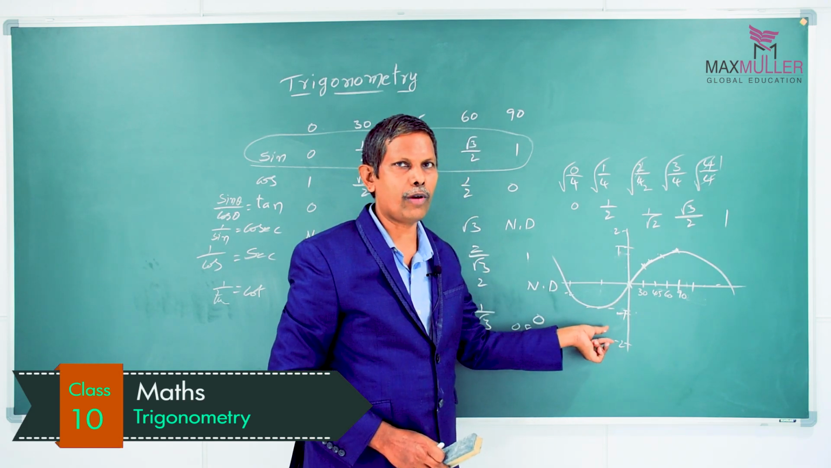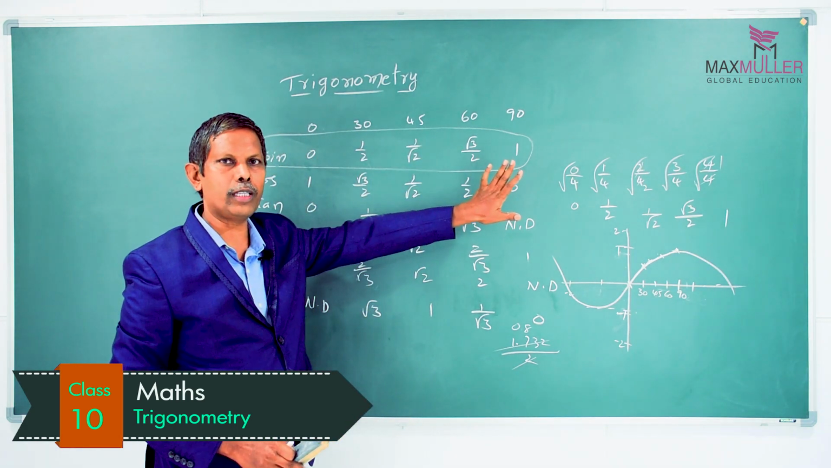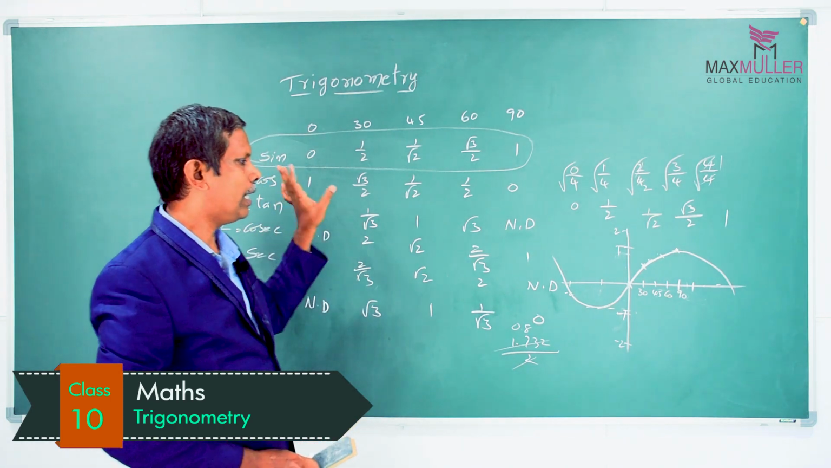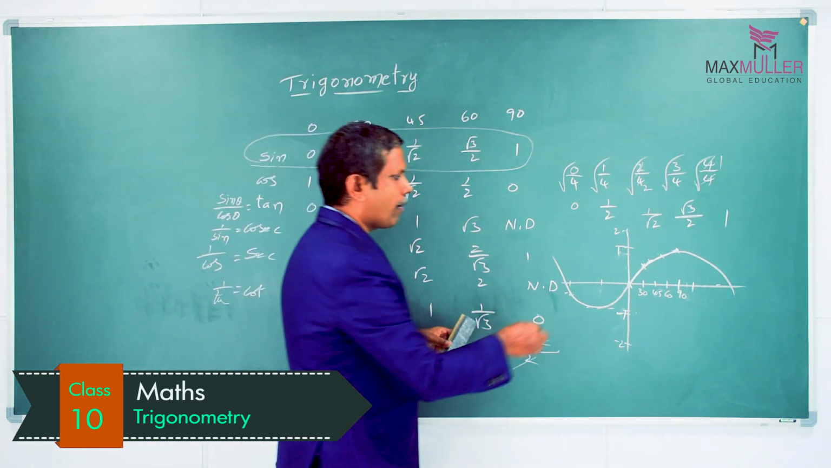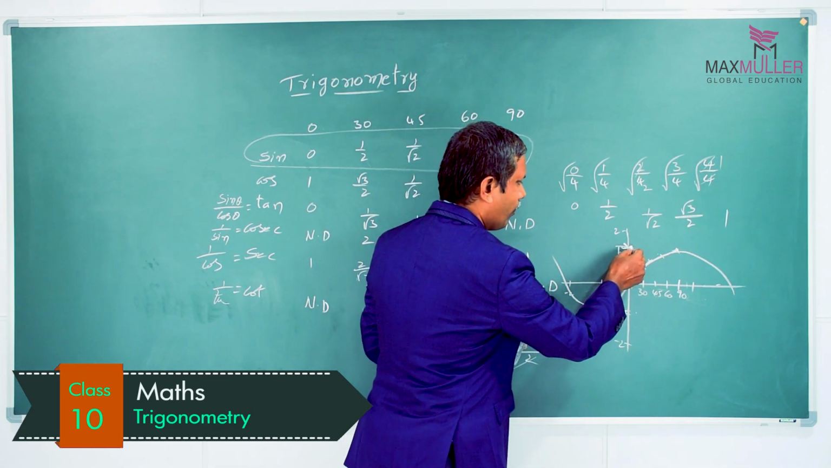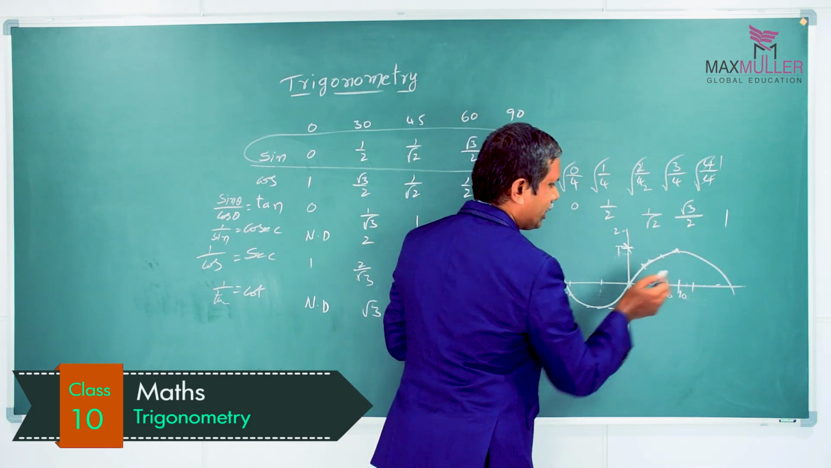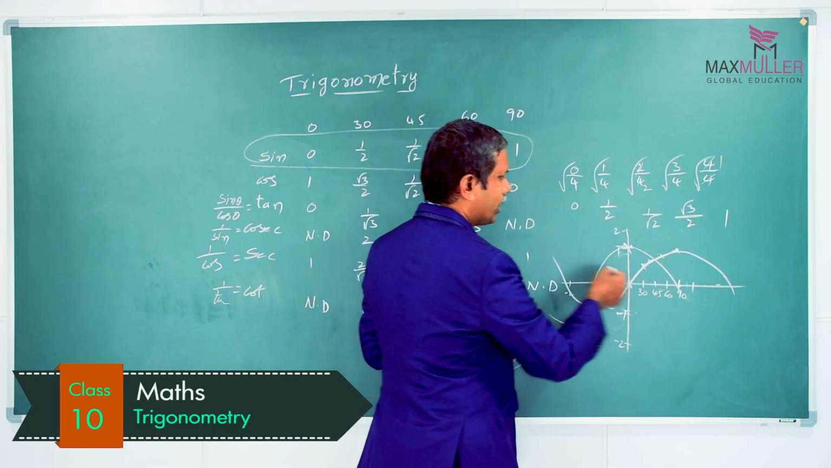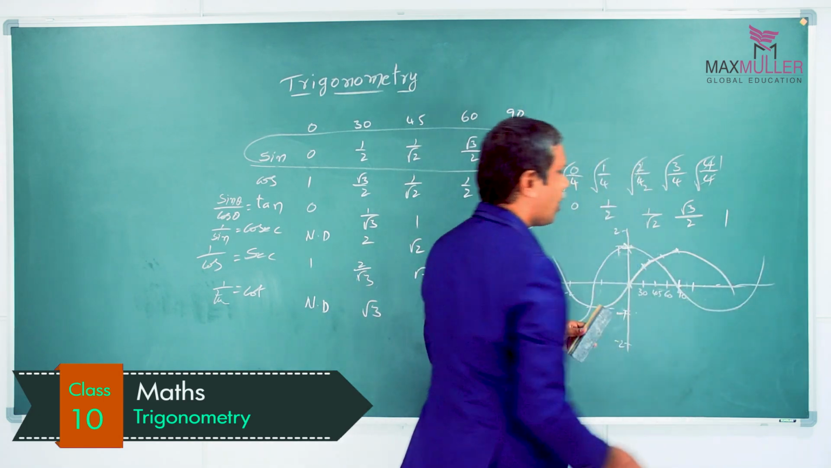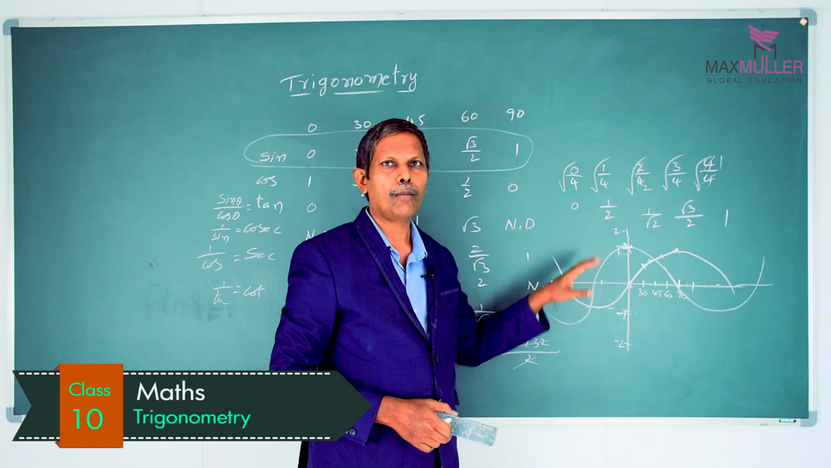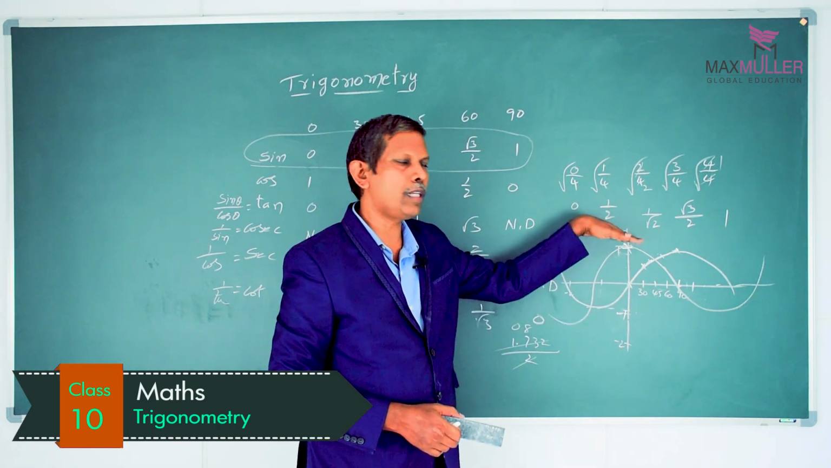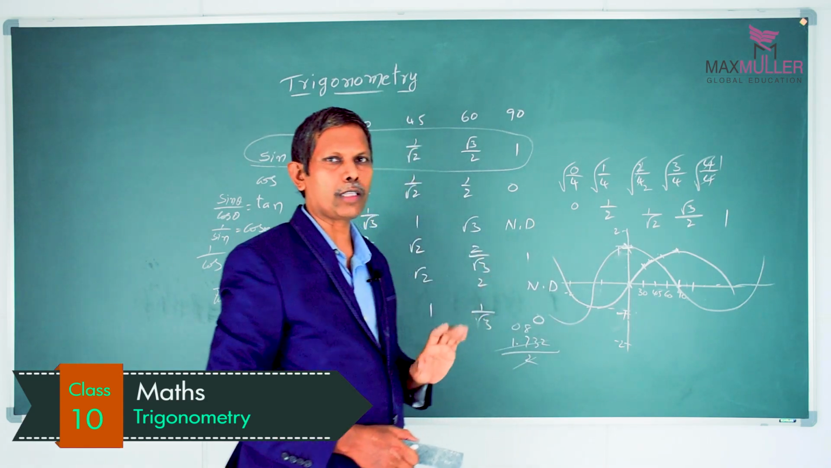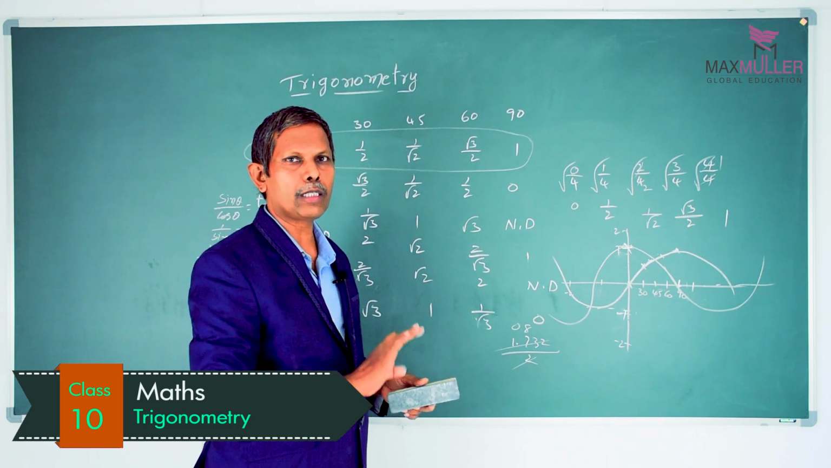Maximum 1, minimum -1. So from 0 to 90, if we are discussing, sin is an increasing function, but cos is a decreasing function. That value will decrease from 1 to 0. For 90, that is 0. Here also it is 0. Like this, we will get the graph of cos theta. With a little bit of change, cos values also lie between -1 and +1 only. Sin and cos, both values lie between -1 and +1.